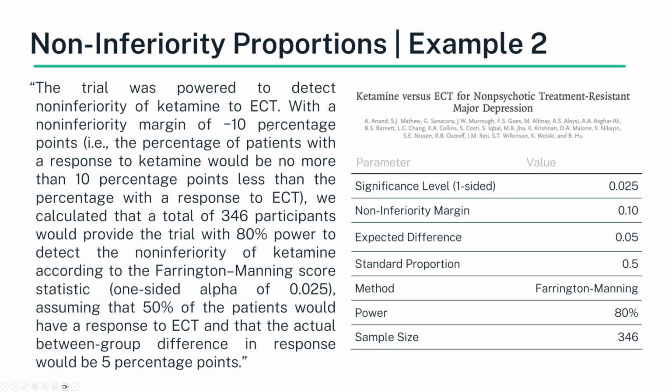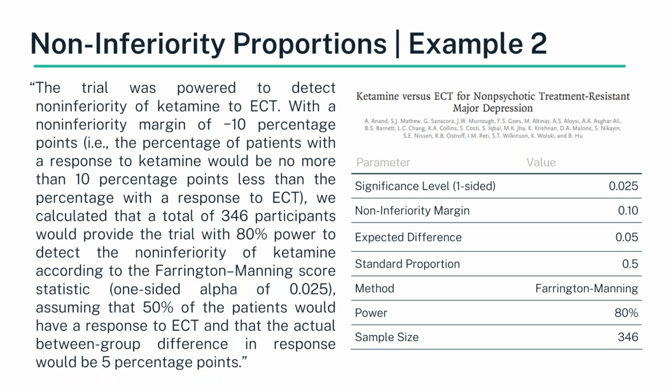And this example comes from the New England Journal of Medicine, and it is a comparison of ketamine and electroconvulsive therapy for patients with non-psychotic treatment-resistant major depression. And so in the paper, they explain that ECT has been one of the most effective strategies for treatment-resistant depression for almost 80 years, but it's underused due to its limited availability and social stigmas, etc.